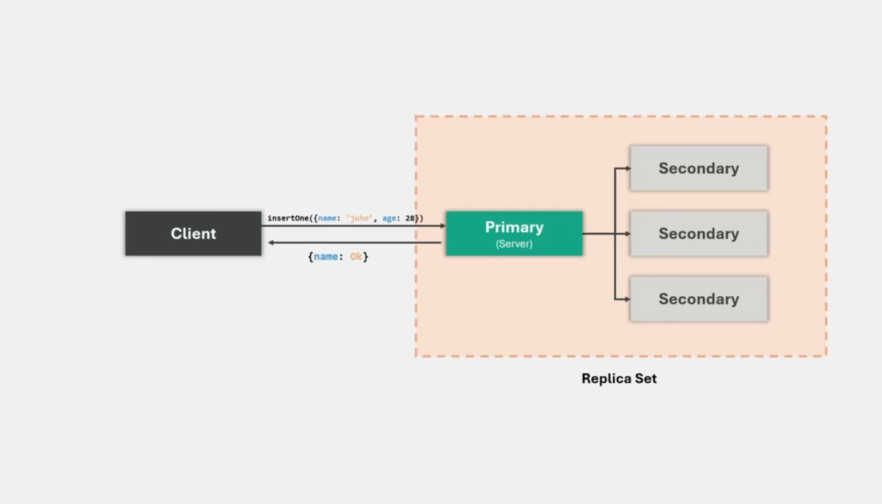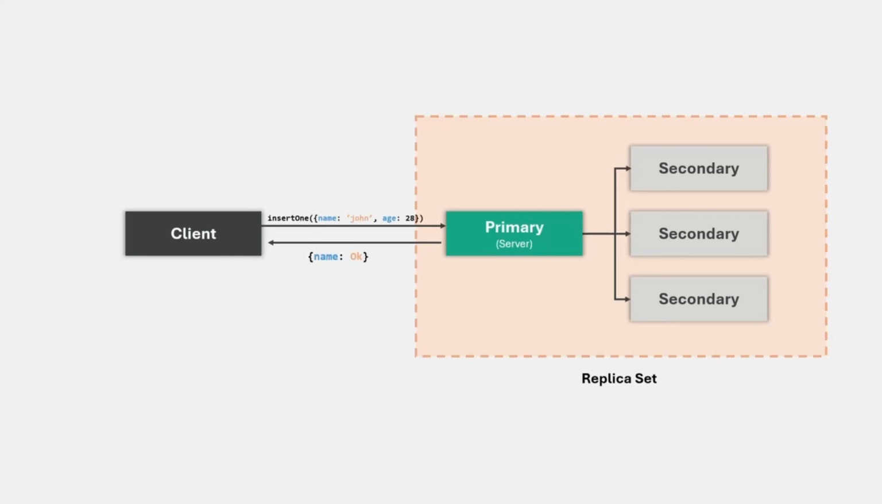Let's say from the client we sent an insert request to the primary server, and in the primary server the document has been inserted in the collection, but that document has not been inserted in the secondary servers yet. As I mentioned, the secondary servers will not be updated immediately with the new data. This process will happen asynchronously behind the scenes.